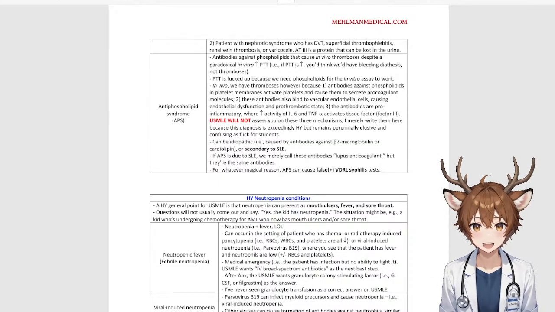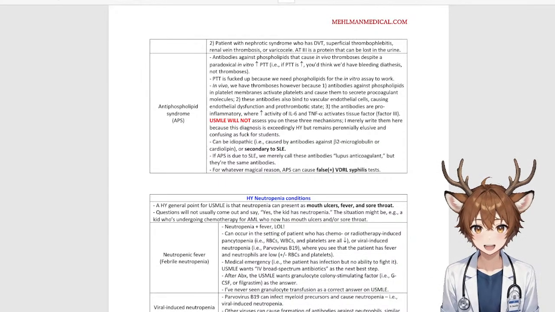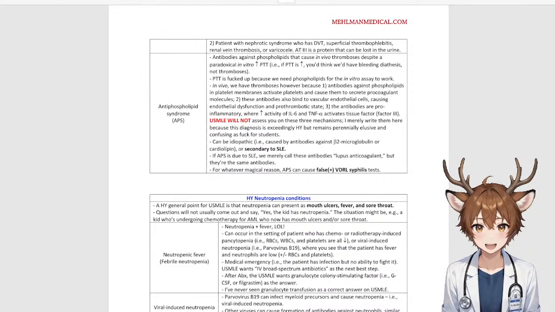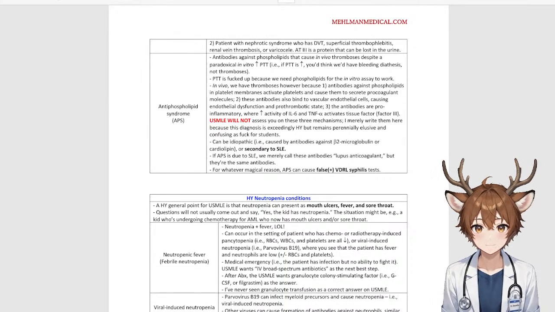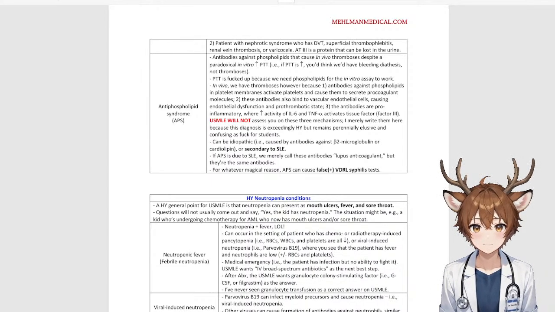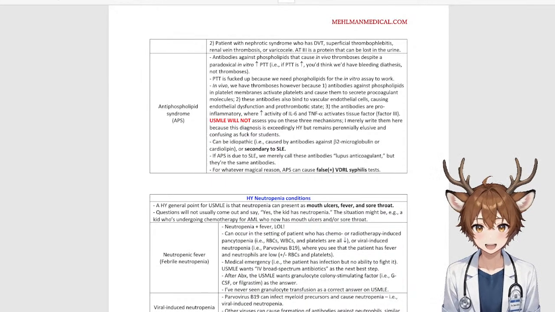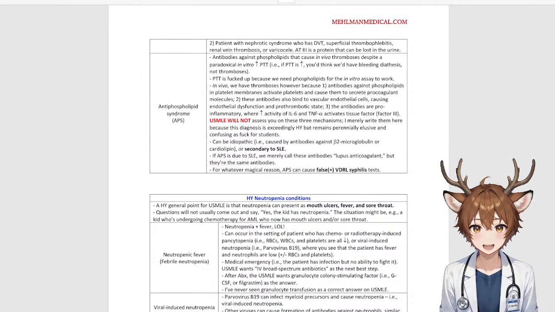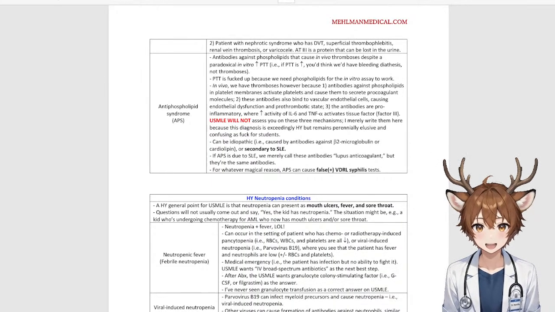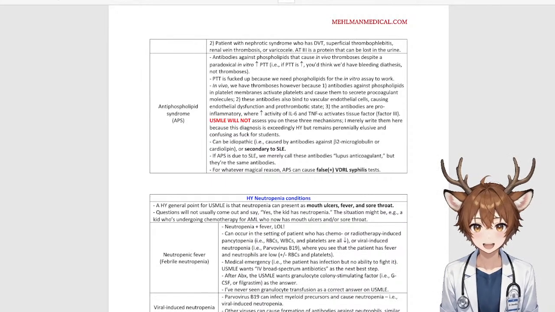It can be idiopathic, that is to say, caused by antibodies against beta-2 glycoprotein or cardiolipin, or secondary to systemic lupus erythematosus. If APS, again that's antiphospholipid syndrome, is due to lupus, we merely call these antibodies lupus anticoagulant, but they are the same antibodies. For whatever magical reason, APS can cause false positive VDRL syphilis tests.